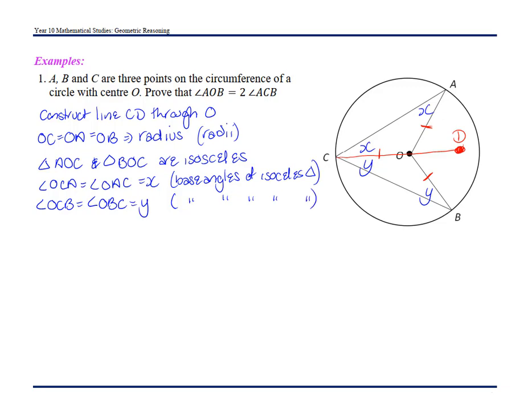Okay, so if we look at my triangle AOC, that means this angle here has to be 180 minus 2 lots of x because of angle sum of a triangle, and then this angle here has to be 180 minus 2y, again because angle sum of a triangle. So angle AOC has to equal 180 minus 2x, and angle BOC has to equal 180 minus 2y, and I'm going to write the same rule, angle sum of triangle.